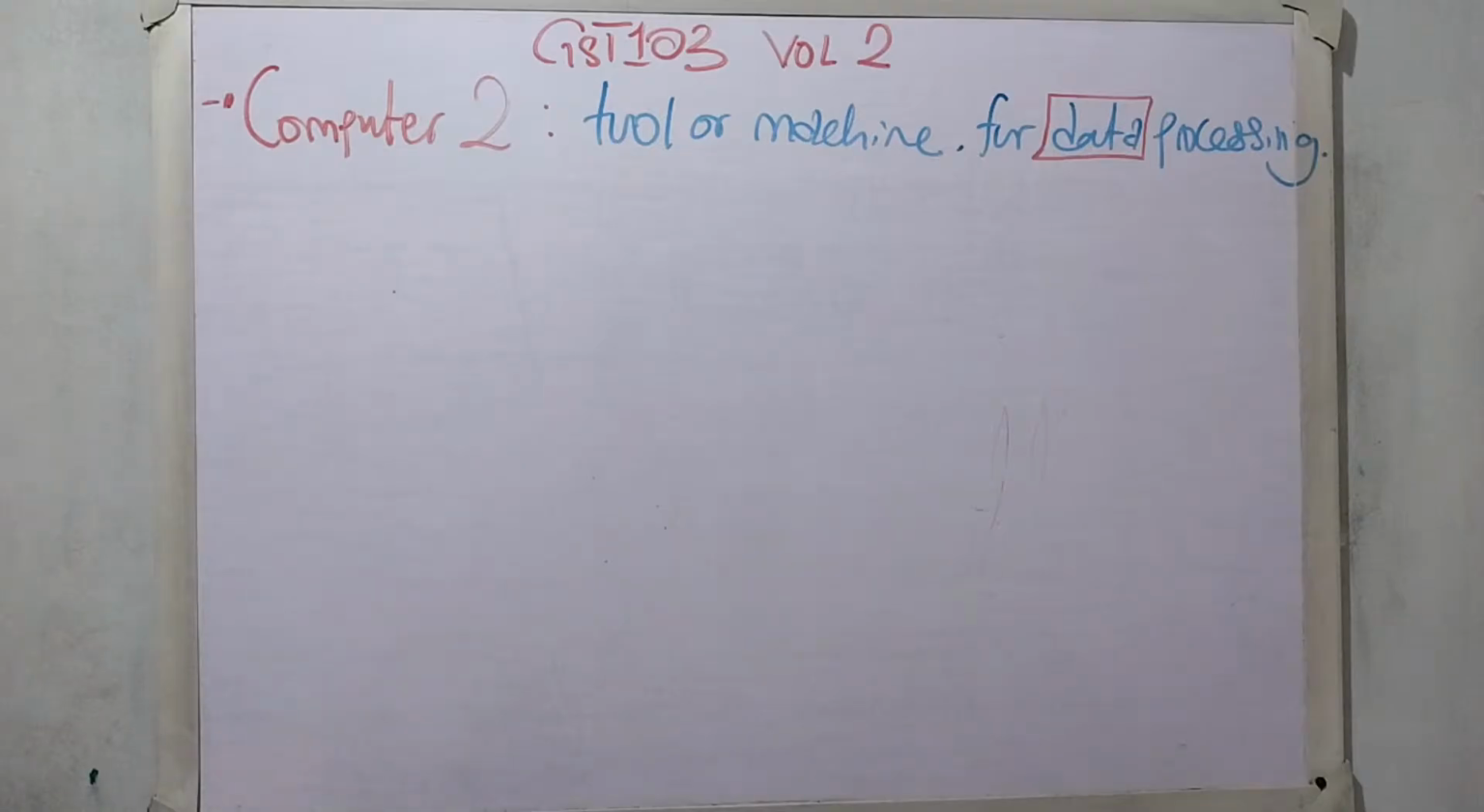So after this data is received, it is then processed. When it is processed by the computer, it is then transformed. This processing transforms the data that has been given to the computer into what we call information. It is processed and transformed into information.